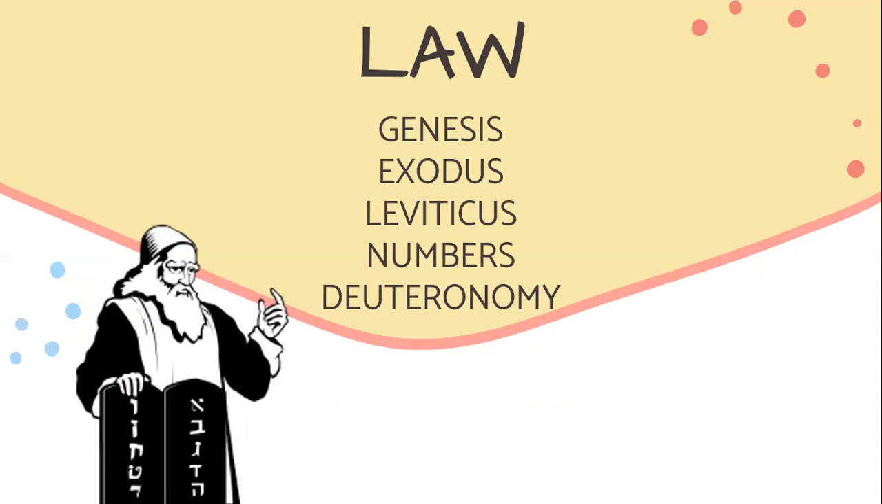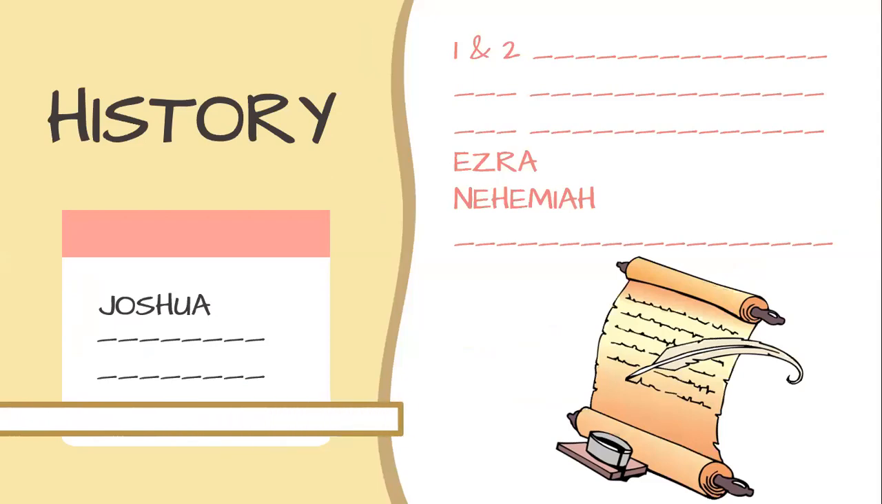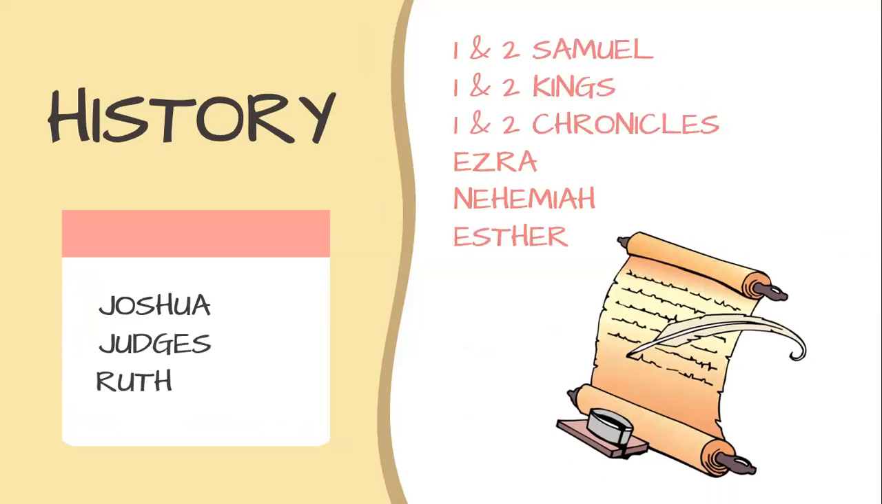Now after law comes the books of history. Now let's see if we can remember these. And for our books of history, we have Joshua, Judges, Ruth, 1st and 2nd Samuel, 1st and 2nd Kings, 1st and 2nd Chronicles, Ezra, Nehemiah, and Esther.